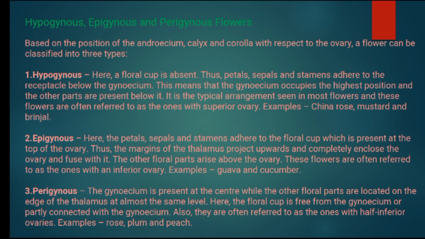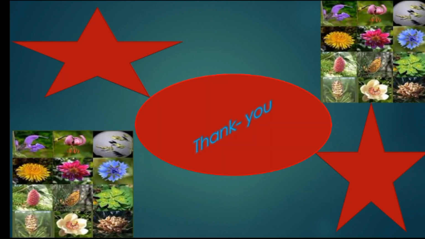Means in these conditions the gynoecium is at the center, and the calyx, corolla and androecium are around this gynoecium, and such a condition is known as what? The perigynous condition. Now this is about the position of the carpels in the different flowers, which show the hypogynous condition, epigynous condition and perigynous condition. Okay. So now we will stop here. Thank you.